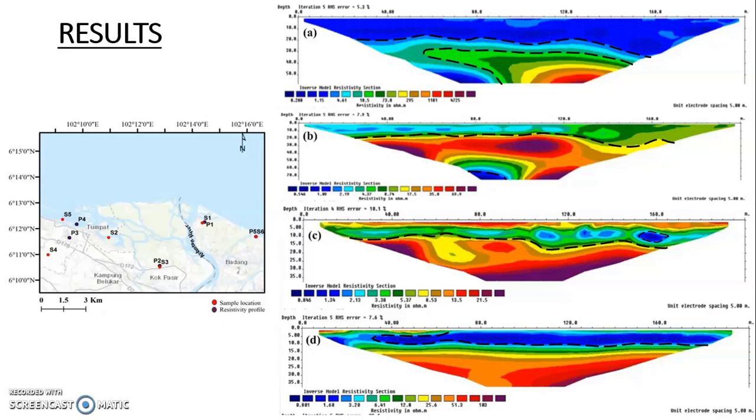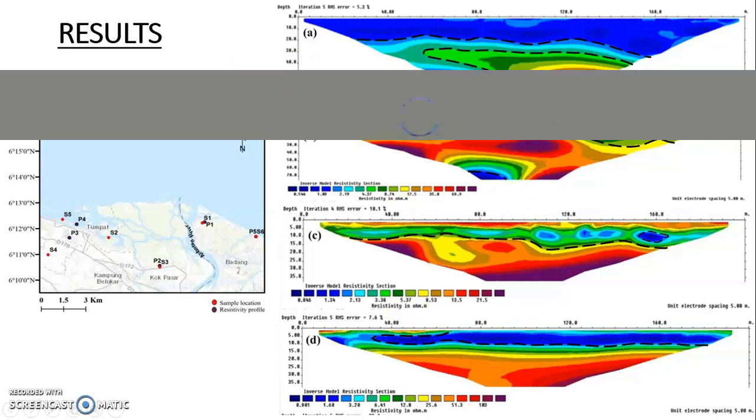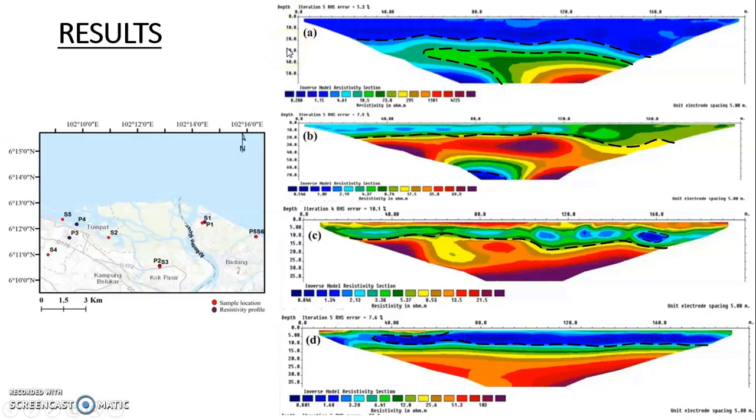As we can see here in the 2D models, the penetration depth varies around 30 to 60 meters below the surface. The resistivity profiles are zoned into 3 sections: low, medium, and high resistivity values. In low resistivity zones, the values are less than 1.5 ohm meter. In medium zones, the values are from 5 to 10 ohm meter, and the high resistivity value is more than 15 ohm meter.